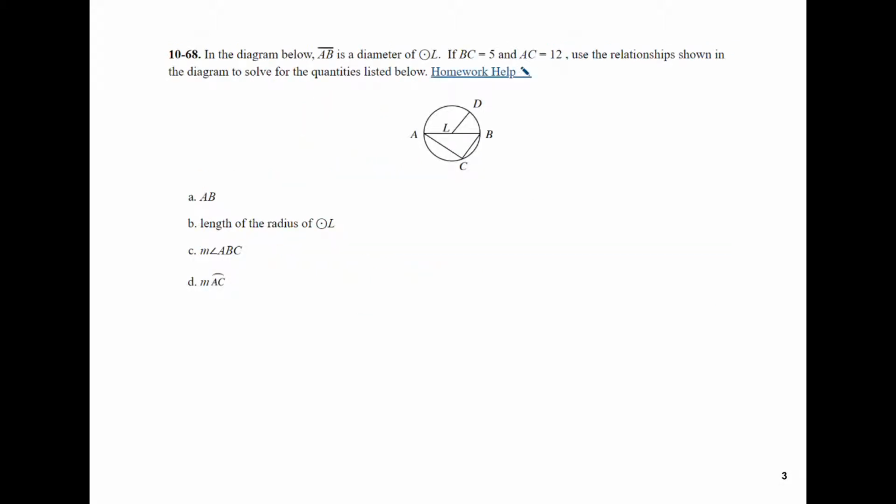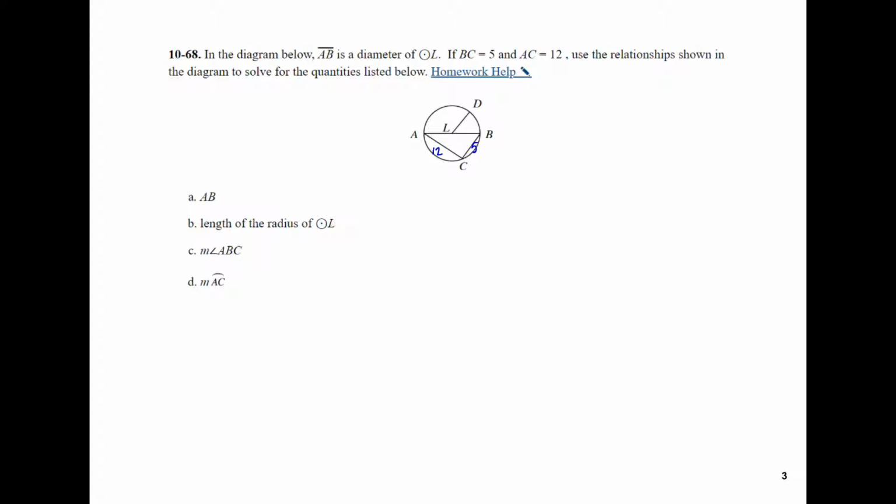1068. In the diagram below, AB is the diameter of circle L. If BC is 5 and AC is 12, use the relationship shown in the diagram to solve for the quantities listed below: AB, the length of the radius of circle L, the measure of angle ABC, and the measure of arc AC.